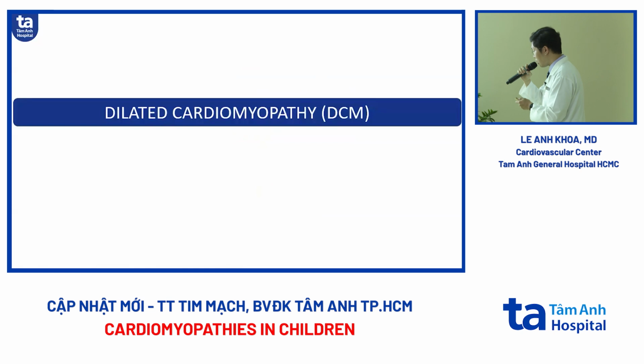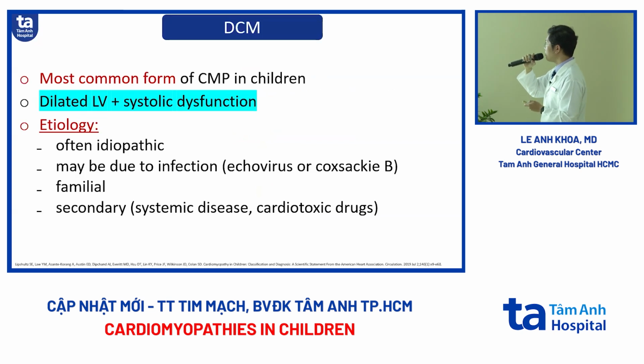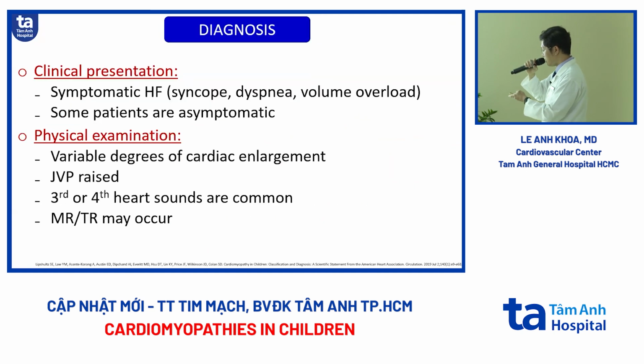So I come to the first phenotype of the cardiomyopathies in children. It's dilated cardiomyopathy. It's the most common form of CMP in children, characterized by dilated LV and systolic dysfunction. The etiology of DCM is often idiopathic and may be due to infection. The two viruses we may meet in the clinical situation are echovirus or Coxsackie virus. It may be caused by familial DCM and secondary causes.